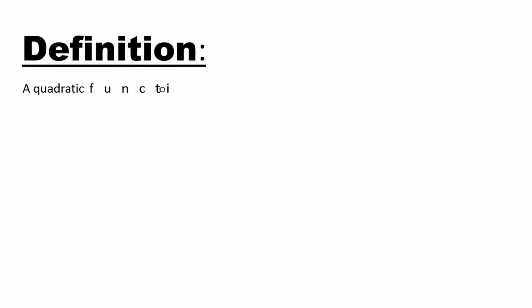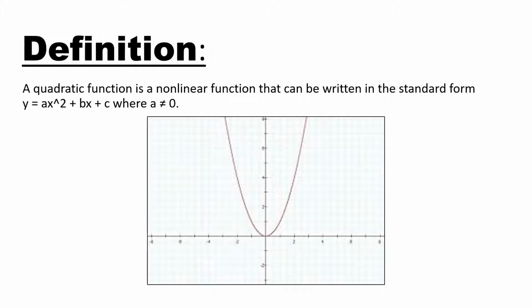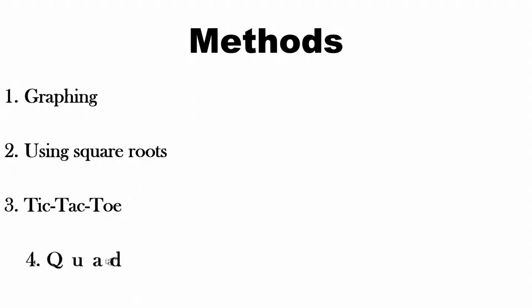Starting with the definition, a quadratic function is a nonlinear function that can be written in the standard form y equals ax squared plus bx plus c, where a doesn't equal 0. This is an example of the way the graph will usually look. It will be parabola shaped and it can be facing up or facing down. The methods that I'm going to show you in this video are graphing, using square roots, tic-tac-toe, and the quadratic formula.